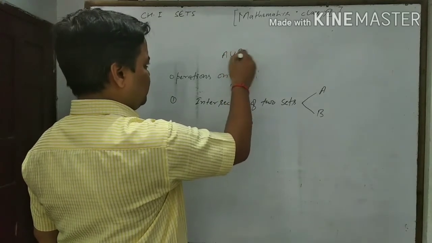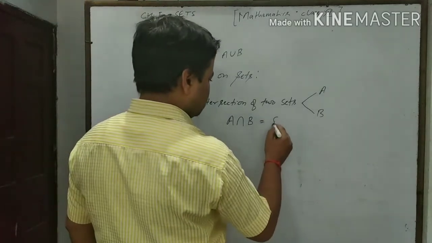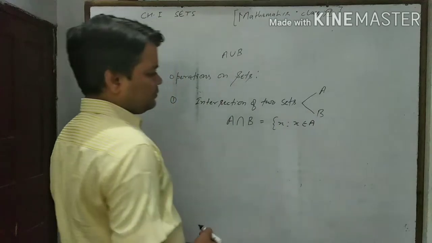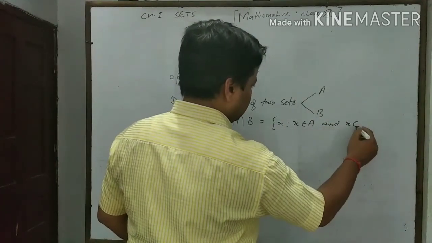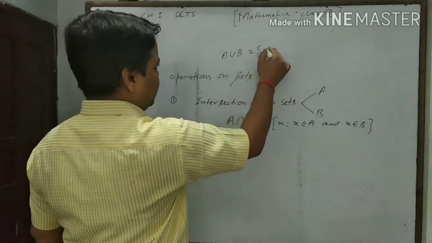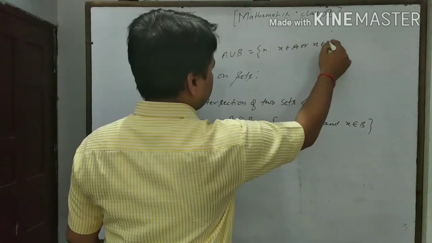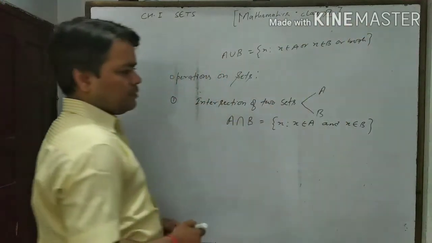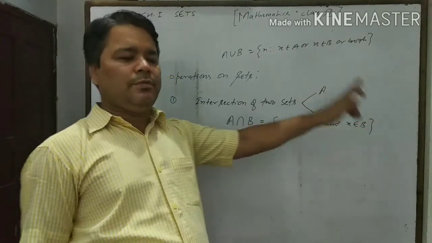A intersection B means x such that x belongs to A and x belongs to B. And here, A union B means x such that x belongs to A or x belongs to B or both. Okay. And here, x belongs to A and x belongs to B.